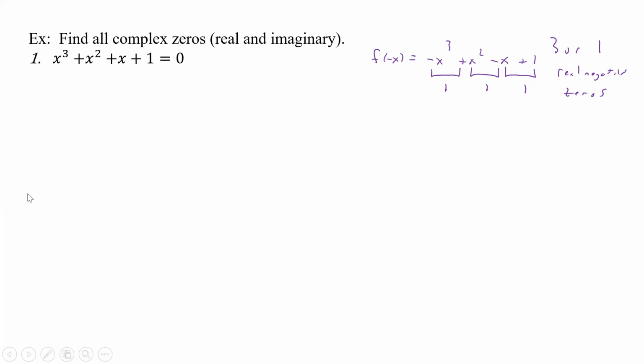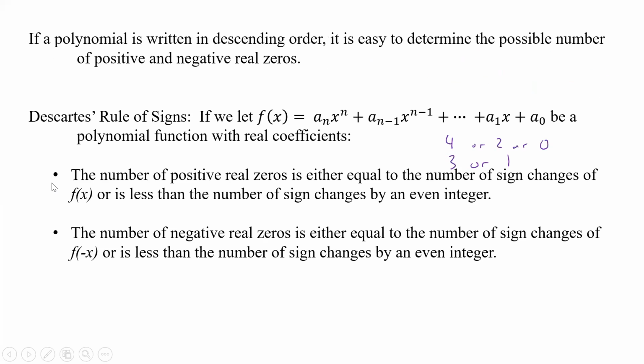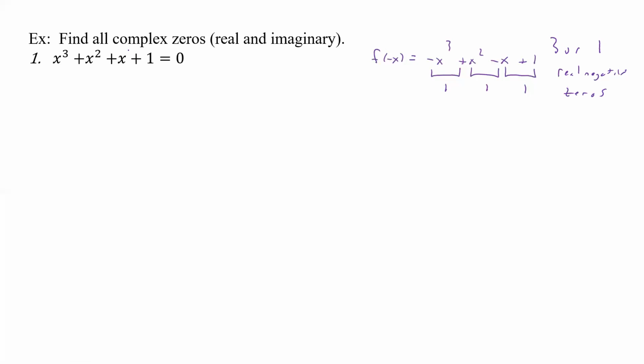So what we need to do now is think about positive real zeros. The number of positive real zeros is equal to the number of sign changes of f of x, or is less than the number of sign changes by an even number. Well, how many sign changes do we have? None. 0. So that means there's going to be 0 positive real zeros.